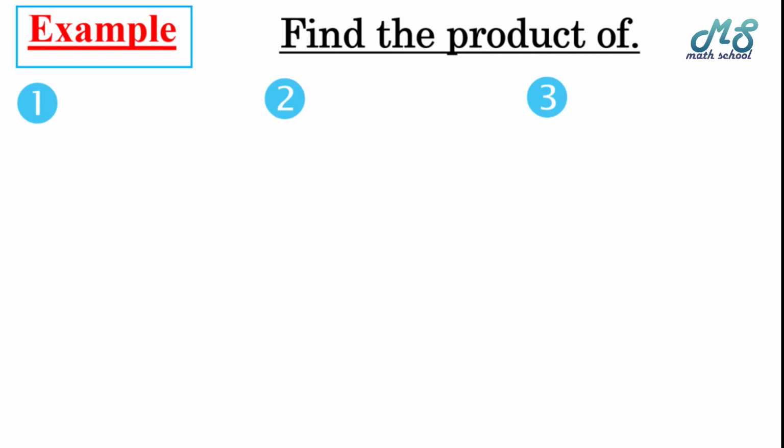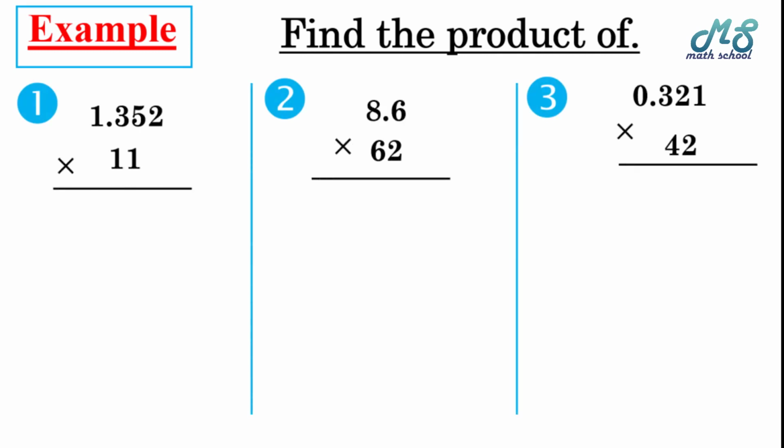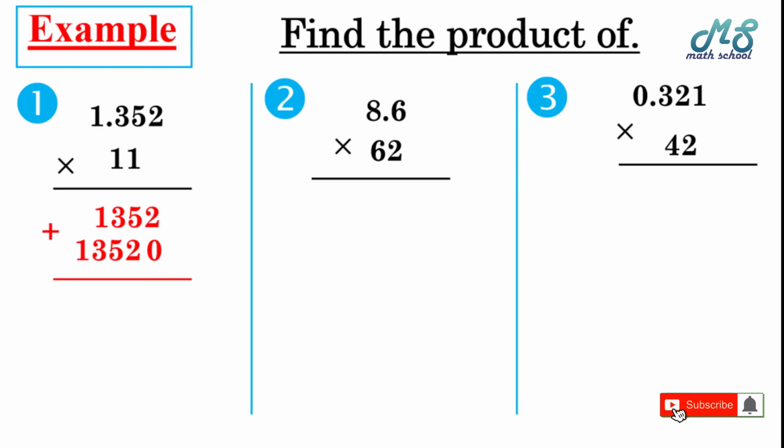For example, guys, find the product of number 1, 1.352 times 11. Now, guys, multiplying by a 2-digit number. Ignore the decimal point. Now you have to multiply by a 2-digit number. 1 times this number will be the same. You can bring it: 1352. Don't forget, guys, to write 0 in the ones place, the place holding method we studied before. In the same way, 1 times the same number will be 1352. Now, guys, don't forget, just add the two partial products as we studied before in grade 4.